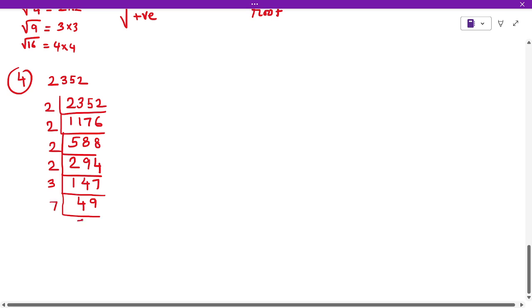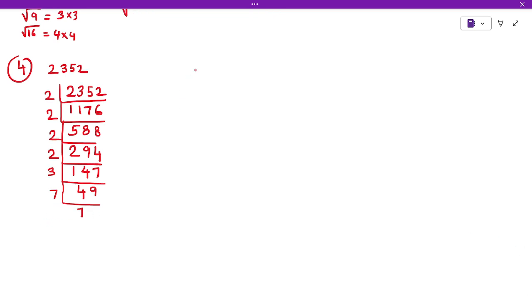Next, 7 sevens are 49. So let me write down this number now. 2352 is equal to, so how many 2s are there? 1, 2, 3, 4. So 1, 2, 3, 4, and 1 3 is there. There are two 7s. 7 into 7. So now let us pair. So this is one pair, this is another pair, and there is no pair for 3. Now you tell me, is it a perfect square?